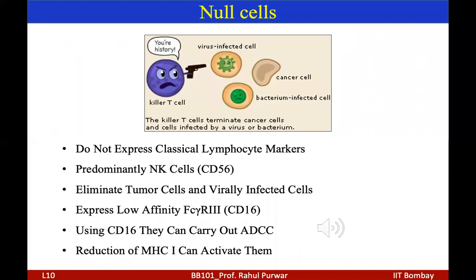Now I give you a very brief update on different types of cells. Like I said, NK cells. NK cells are also called null cells. These are the killer cells, and they kill the virus-infected cells. If cells in our body get infected with a virus, or become cancer cells or bacterially infected cells, these killer cells' job is to kill these cells.